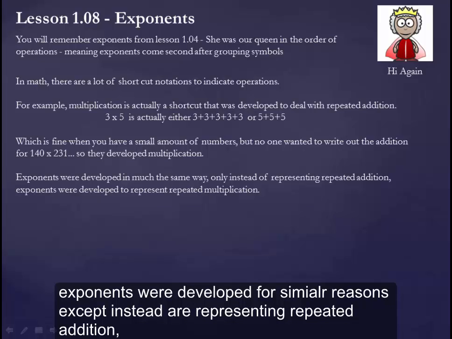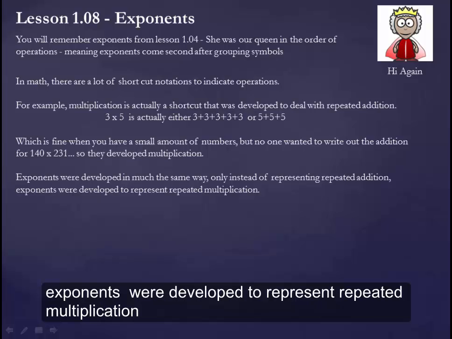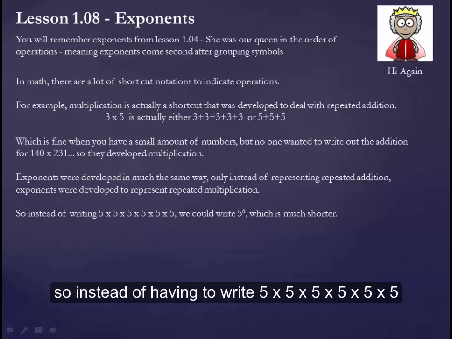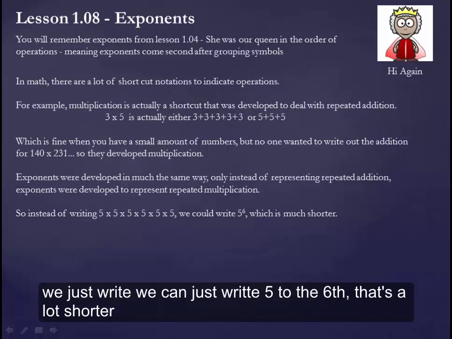Exponents were developed for a similar reason, except instead of representing repeated addition, exponents were developed to represent repeated multiplication. So instead of having to write 5 times 5 times 5 times 5 times 5 times 5, we can just write 5 to the 6. That's a lot shorter.